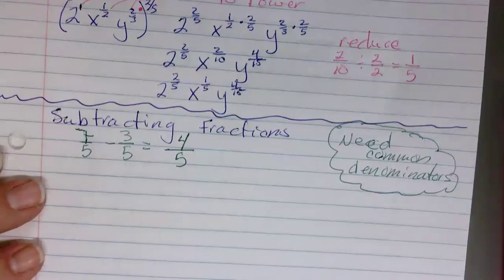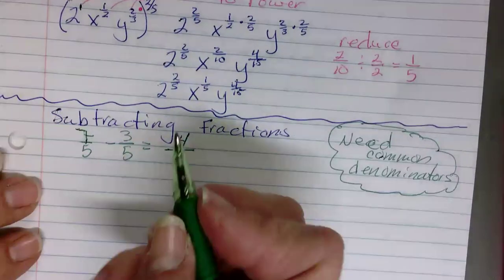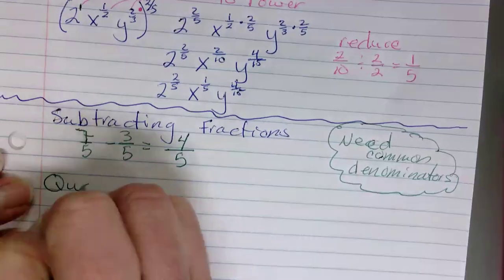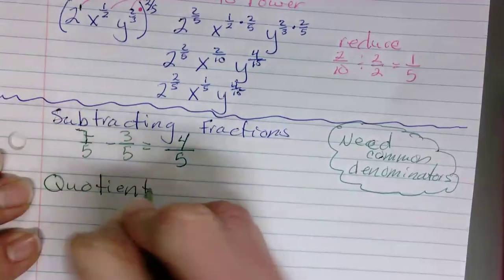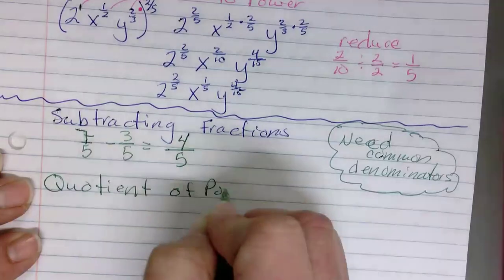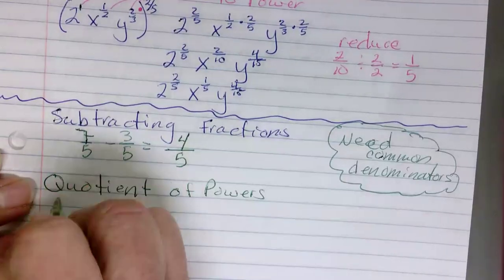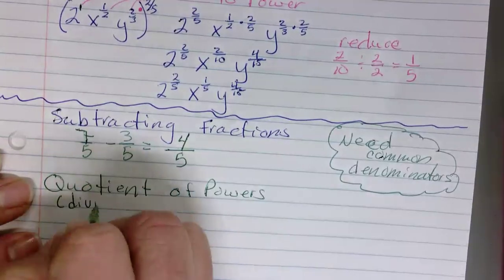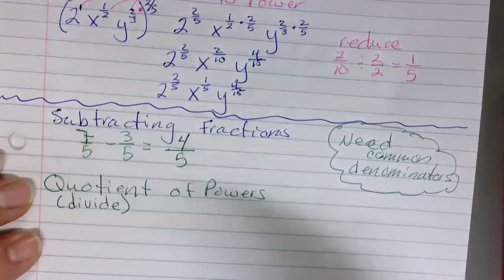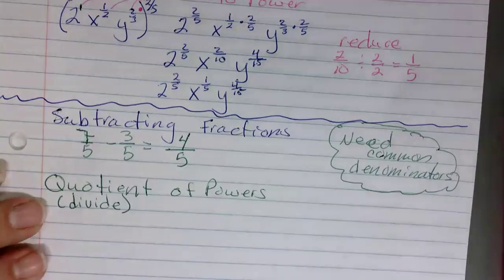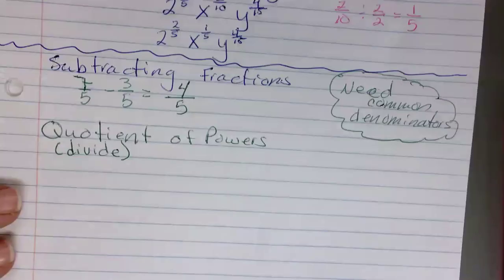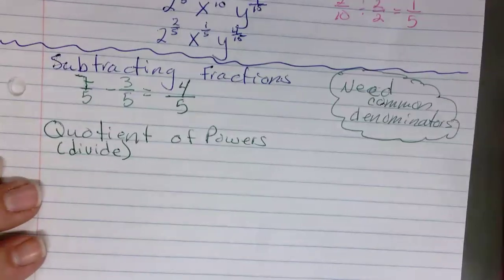So now let's see what that would look like if we had quotient of powers. And so let's remind ourselves that quotient means we have to divide. It's the answer to a division problem, right? Quotient is.